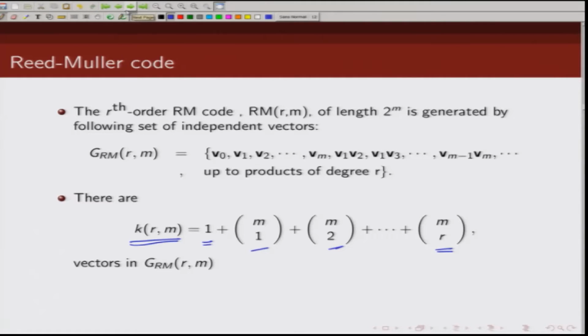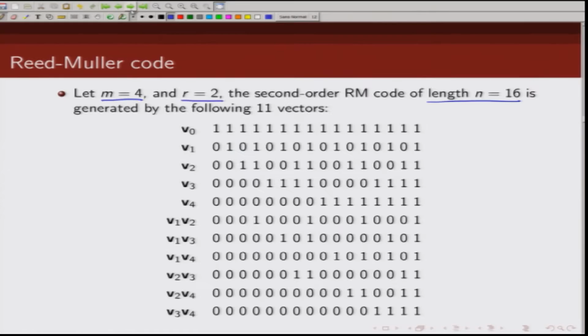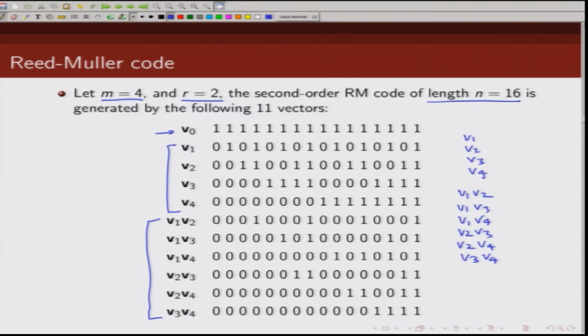So, we have to write all these as rows of the generator matrix up to products of degree r. So, this is your V0 vector, these are all your V1, V2, V3, V4, this is degree 1, and then these are all possible degree 2 Boolean product vectors. Because m is 4, we will have V1, V2, V3, V4 and r is 2. So, we have to consider all possible Boolean products of degree 2. So, that would be V1 V2, V1 V3, V1 V4, V2 V3, V2 V4, V3 V4, and that is what we have listed here. And of course, you have your all one pattern, and these.